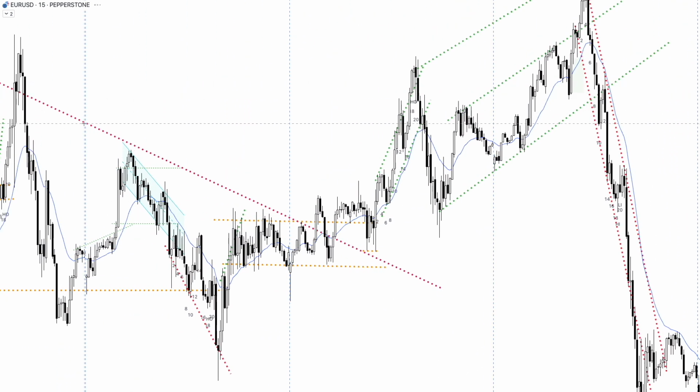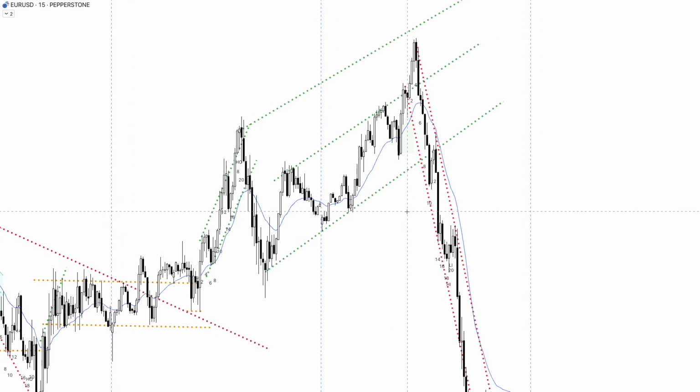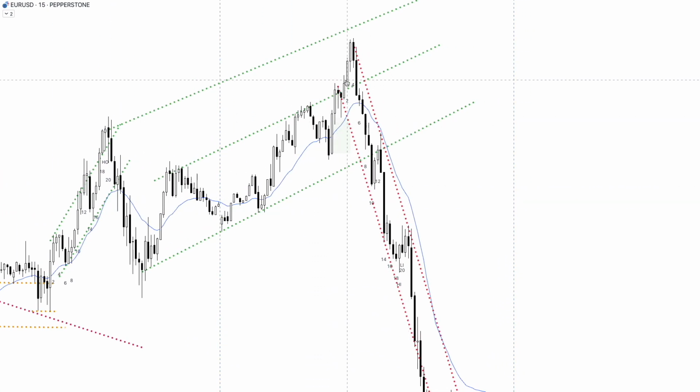So the day before, of course, we had this breakout of a pretty strong downtrend, and we have come up and we've spiked, and we've created this other little channel here. And so we've overshot this channel, and that's caused a reversal.